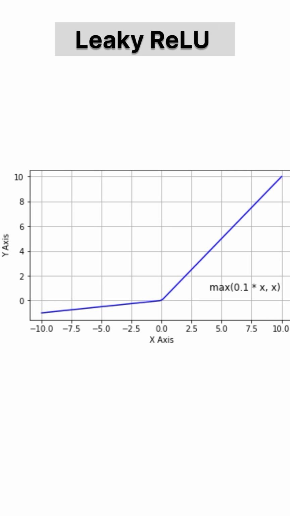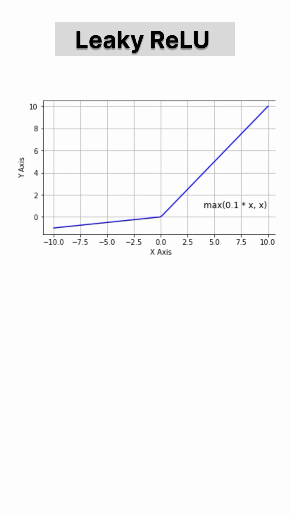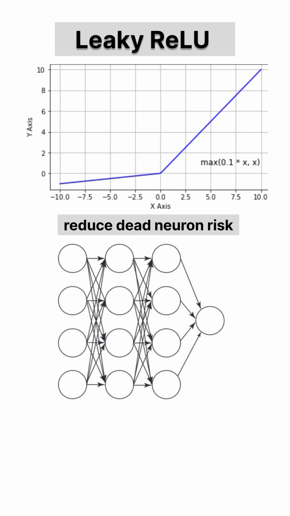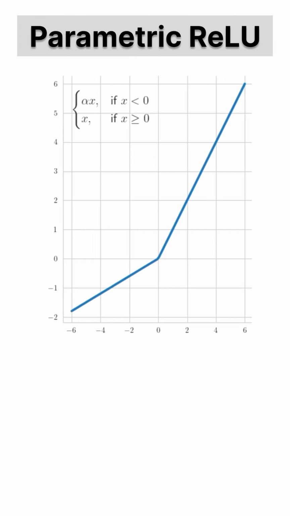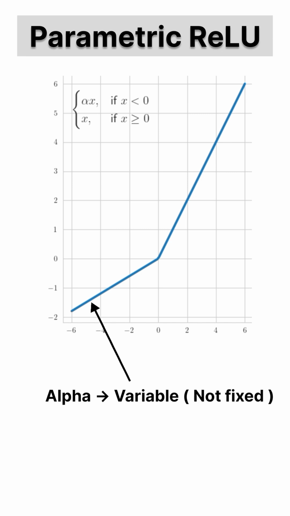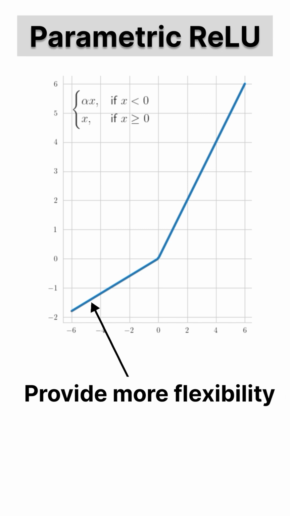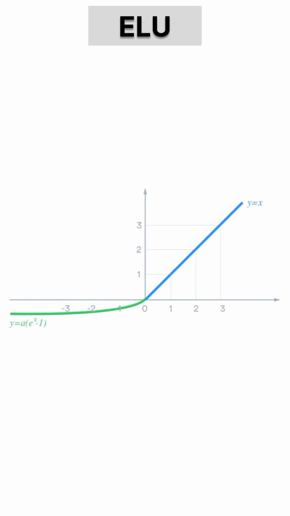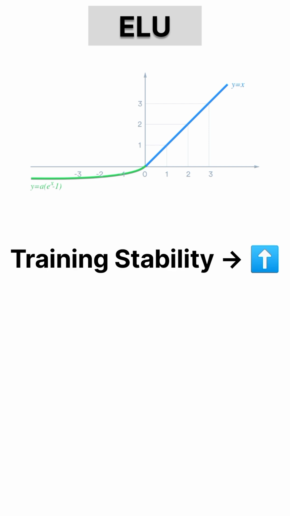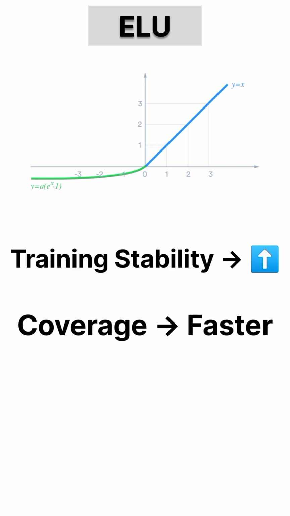Instead of blocking negative values completely, it allows a small negative output, which keeps the gradient flowing and reduces the risk of dead neurons. An advanced version is parameterized ReLU, where the negative slope is not fixed but learned during training, giving the model more flexibility. Another variant is ELU. It smooths negative values using an exponential curve. This improves training stability and often helps the model converge faster.